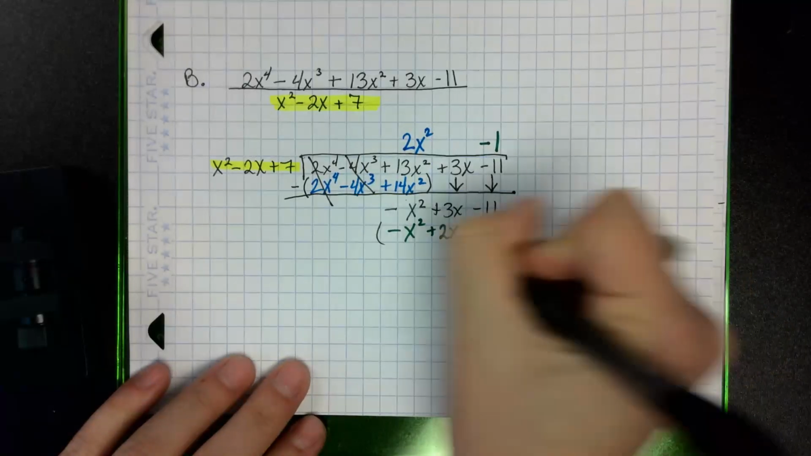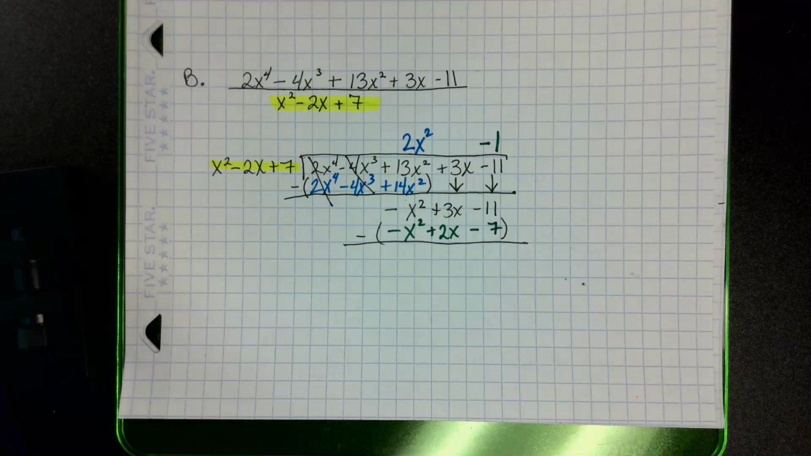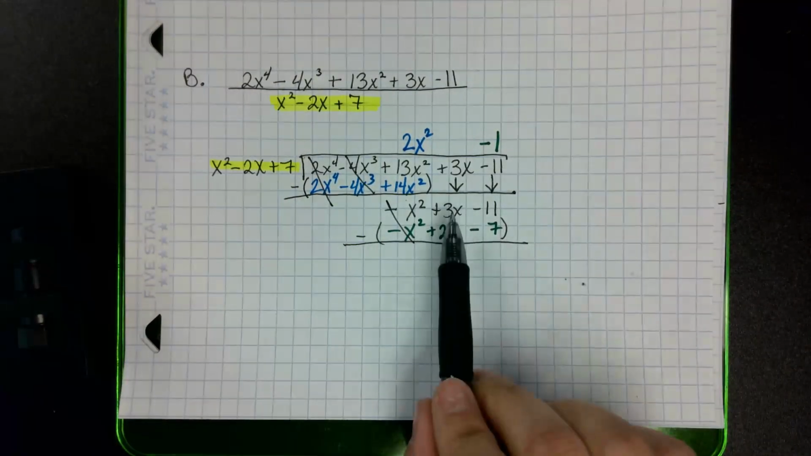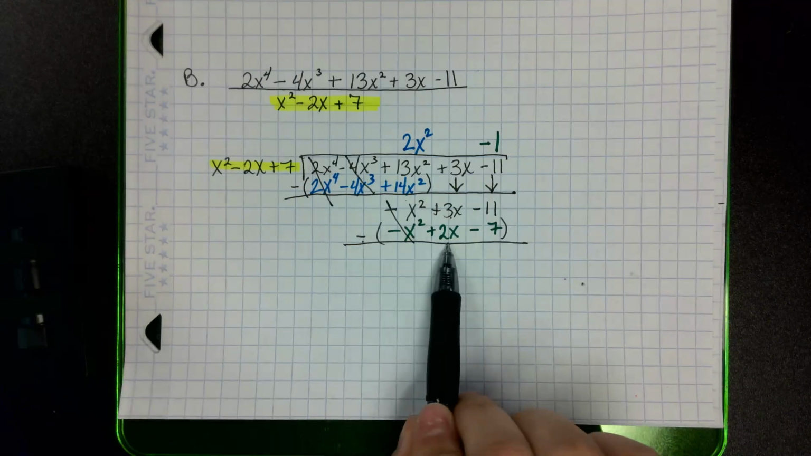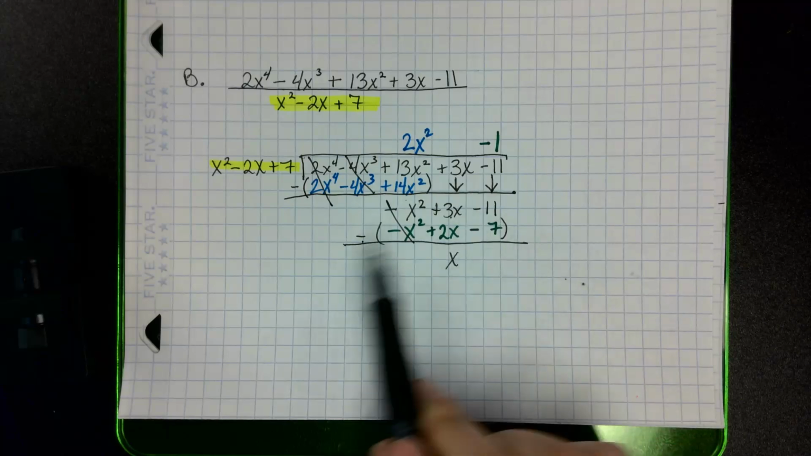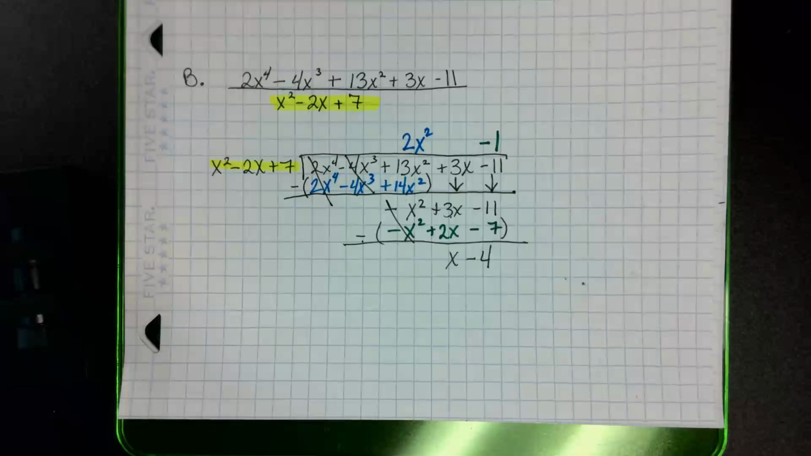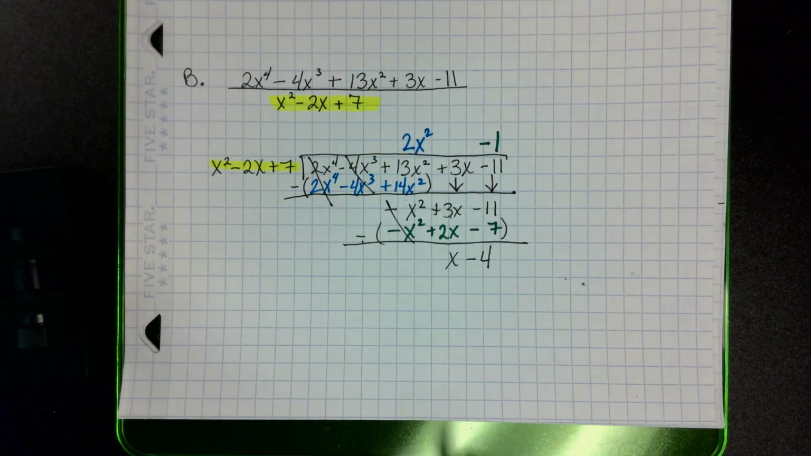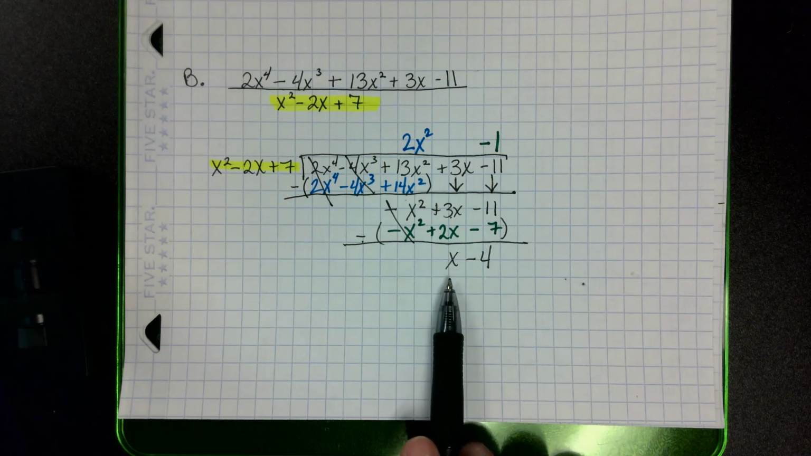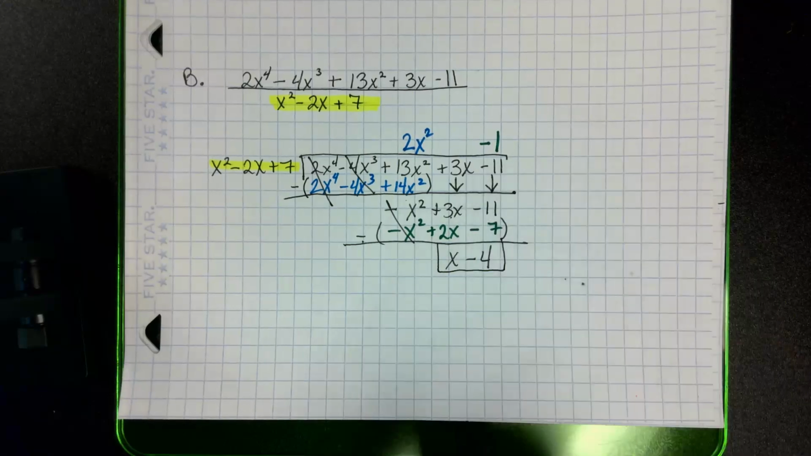I'm going to group it and subtract, or change the sign and draw the line. Negative x squared plus x squared cancels. Positive 3x minus 2x gives me an x. Negative 11 plus 7 gives me a negative 4. I know I'm finished dividing when the power of the divisor is greater than the power of what I'm trying to divide. So that means this is my remainder. I'm going to put it in a box so I know it's my remainder.